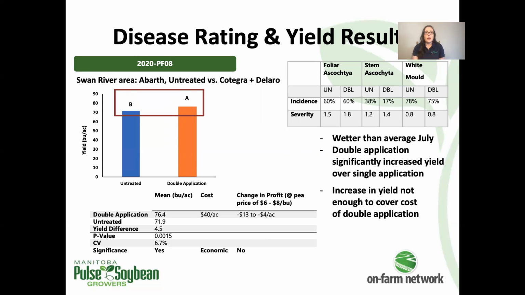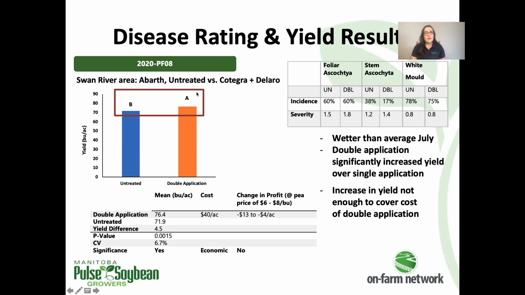So the two Swan River trials received a lot more July moisture than what their long-term climate normals are for that month. So while disease pressure still looks fairly low while we were there in early July, the potential for rapid and extensive disease development was certainly present with the amount of moisture that they received throughout the month of July. So this trial compared unsprayed peas or untreated peas to a double application using Cotegra and Delero.